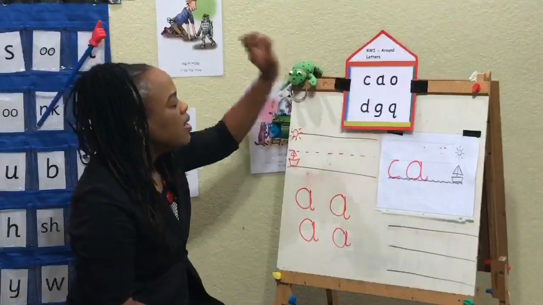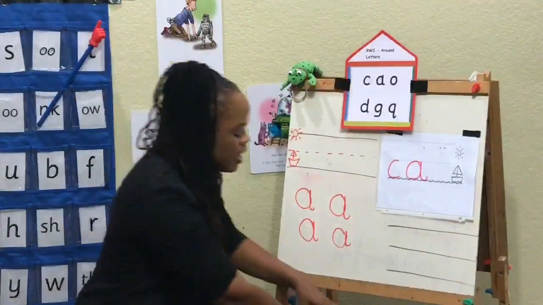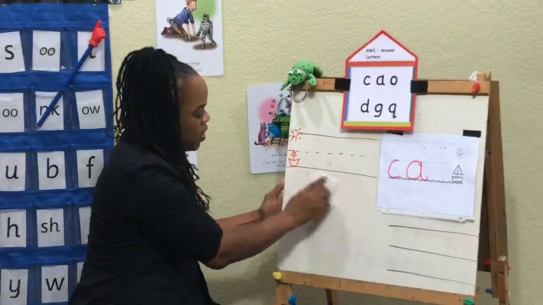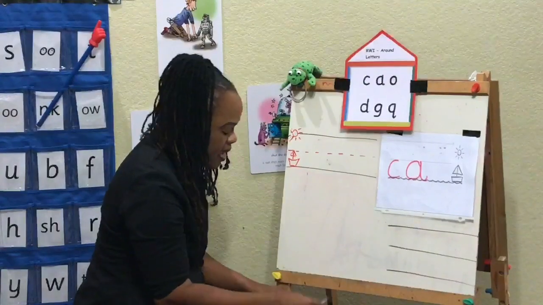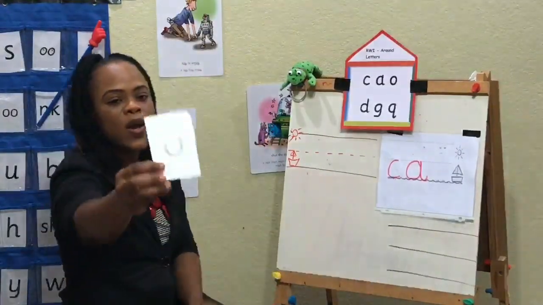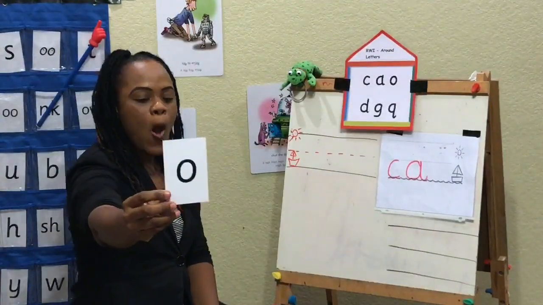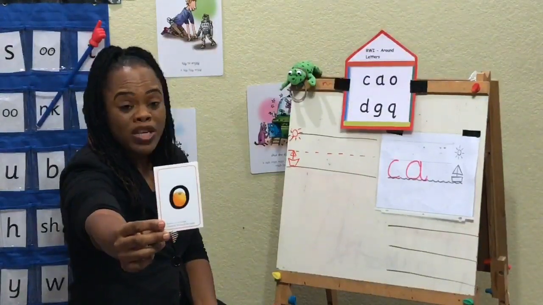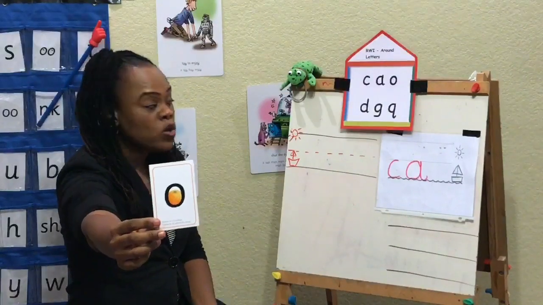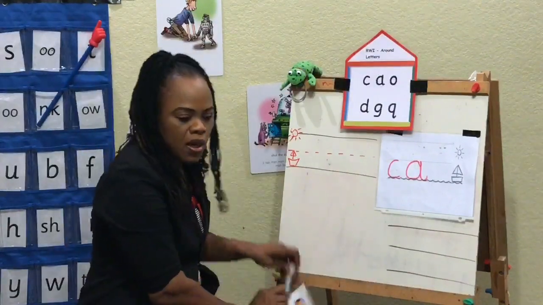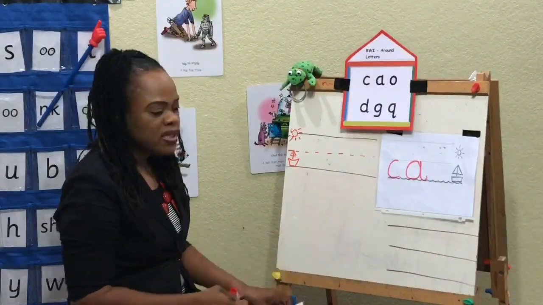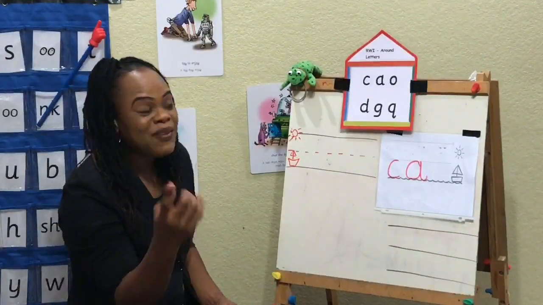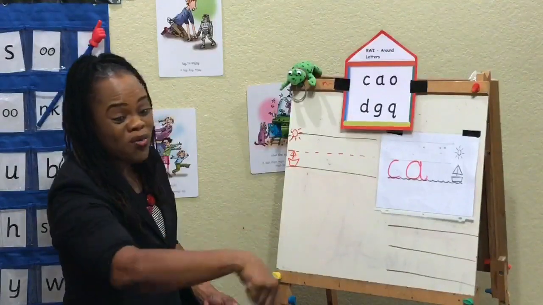So we have done "a." Now we're going on to "o." And this one is so very easy. Make the sound for me. "O." And then I turn it and you see that there's an orange in the middle of this sound. Well, this is so easy. How do we write it? All we need to do is to say all around the orange. So we're pretending as if there's an orange and we're going all around the orange.